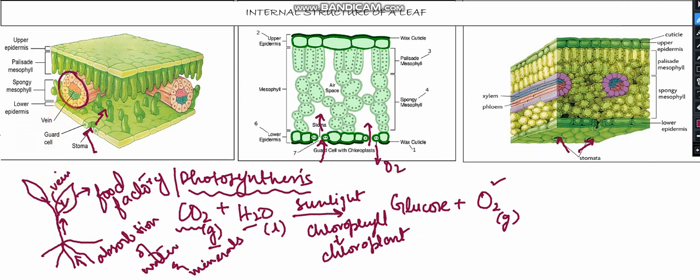This vein is also called a vascular bundle. If you look at the same vein in this 3D structure, you see it has these two pipes. I told you in the class as well that one is xylem and one is phloem, and together we call them vascular bundles.